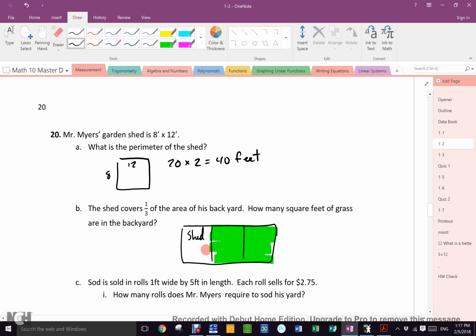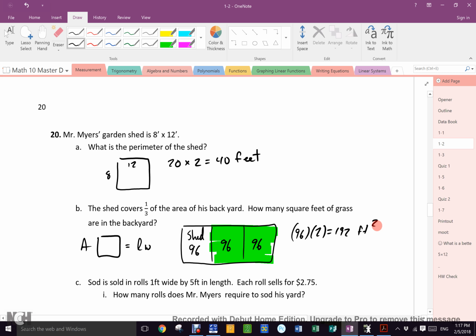I made you find the perimeter, and then I switched to area to see if we would remember grade 5. How do I find the area of a rectangle? Base times height or length times width. So this is 96, yes? So what's this square? 96. So what's this square? 96. So how much area do I have to cover with grass? 96 times 2, which is 192 feet squared.